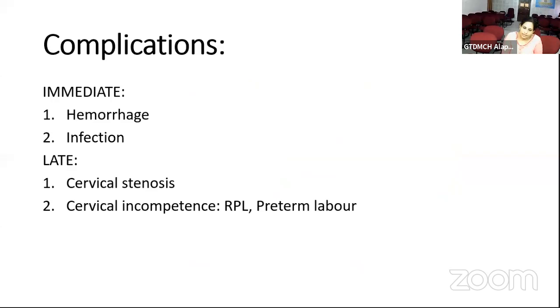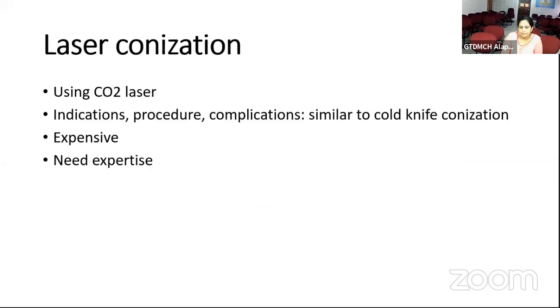The complications are mainly hemorrhage, infection, cervical stenosis, cervical incompetence, recurrent preterm labor, and recurrent pregnancy loss. Laser conization uses a carbon dioxide laser. The indications, procedure, and complications are similar to cold knife conization, but it is very expensive and needs much expertise.